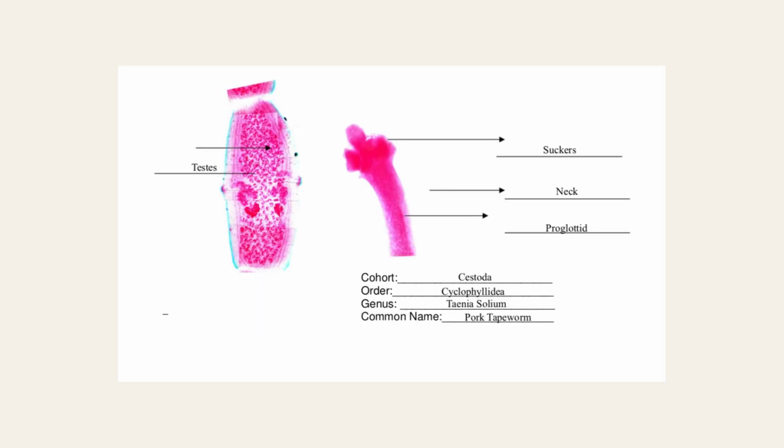The next specimen under phylum Platyhelminthes is the Taenia solium, under the cohort Cestoda and under the order Cyclophyllidea, and its common name is pork tapeworm. So as you can see in the specimen shown, you can see its testis. You can also see its suckers, its neck, and its proglottid.